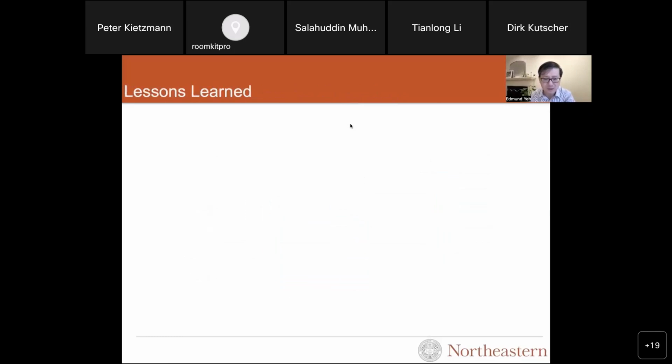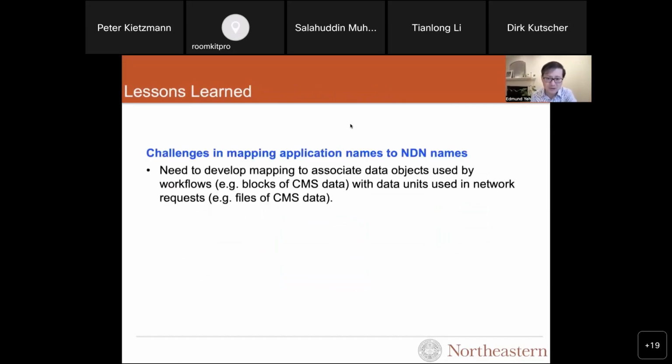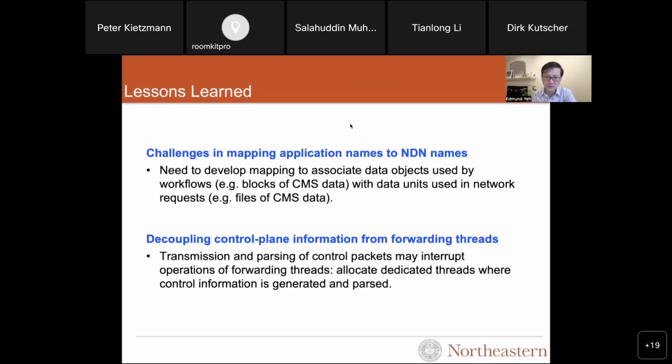And because we have to obtain an overall WAN testbed, this actually required a lot of time and a lot of engineering. And so there are a lot of lessons which we learned from this process, which I think might be valuable for the community. One is that there are challenges in mapping application names to NDN names. So here we needed to develop a mapping to associate data objects used by workflows, as in blocks of CMS data, with data units used in network requests, which are, in this case, files of CMS data, as we mentioned. We have to do this mapping, and this is very important for a practical system.